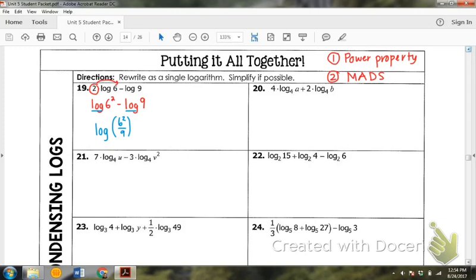Can we simplify anything else? If we're going to simplify it all the way out, we do need to solve 6 squared, right? So 6 squared we know is really 36. So I have 36 over 9. What is 36 over 9 reduced to? 4. So this is just log base 10 of 4. Okay? Why don't you try 20 on your own? See what you can do on 20.